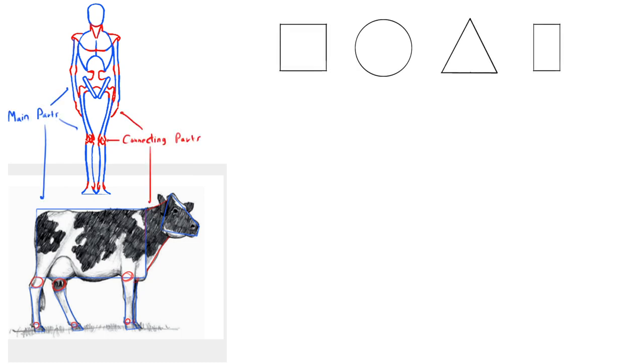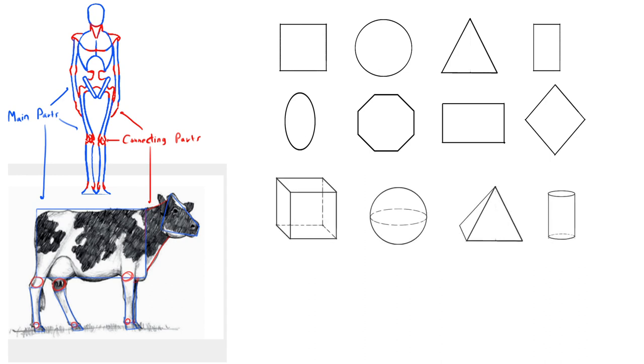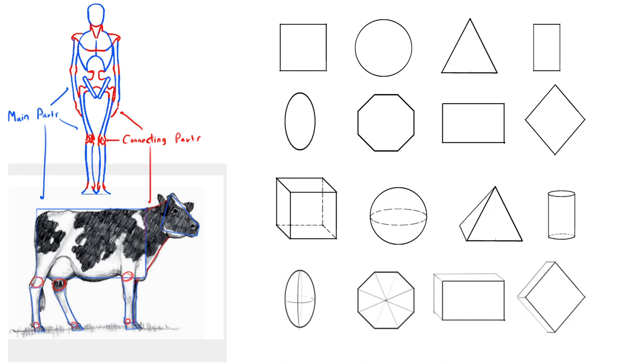These are the basic 2D shapes that we can extract as many variations from as needed, like ellipses, octagons, rectangles, and so on. But when we draw these basic shapes, we make sure that we draw the 3D version of it in perspective. So instead of a circle, we draw a sphere. Instead of a square, we draw a box. And instead of a triangle, we draw a pyramid, and so on. These basic shapes really represent an actual part of an object as they are now.